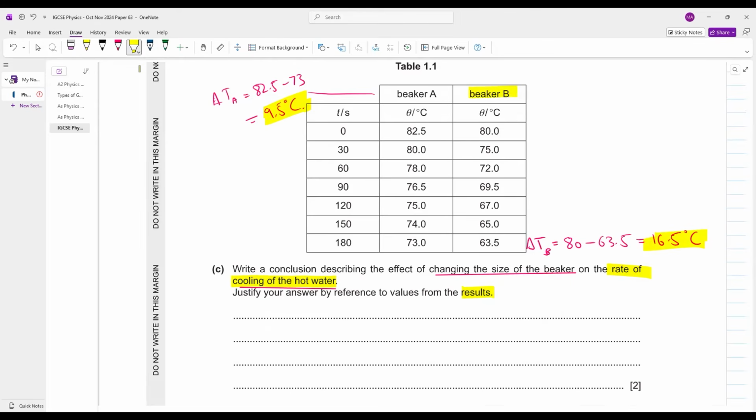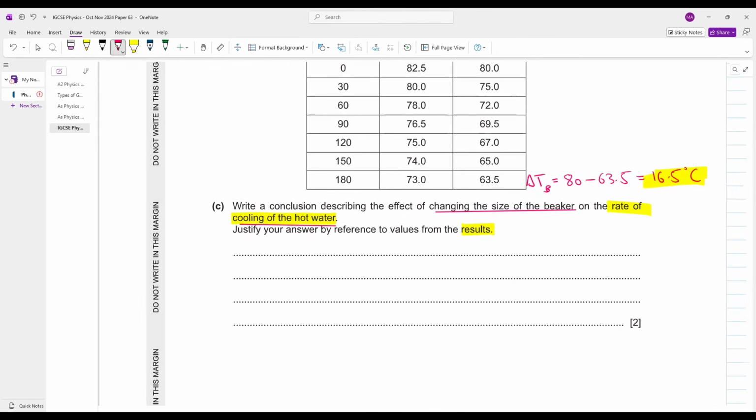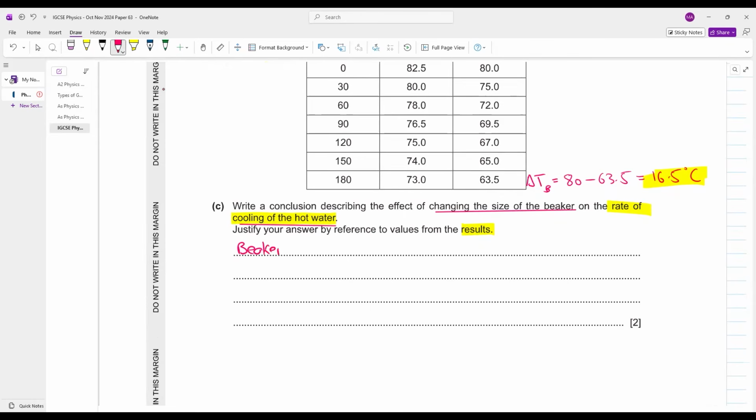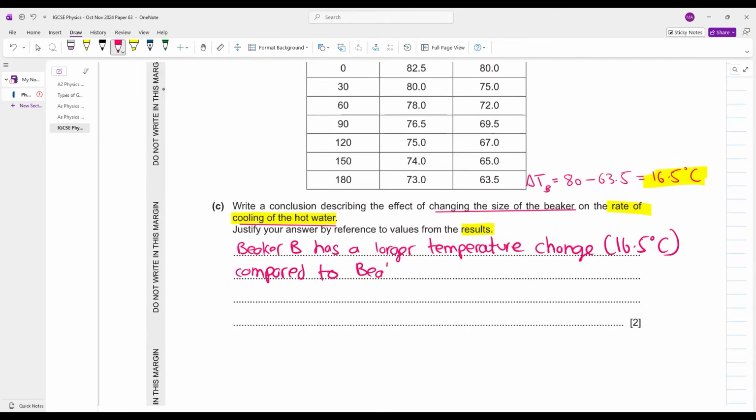Beaker B is larger, hence it has a larger temperature change compared to beaker A. Write it here. You can say beaker B has a larger temperature change that is of 16.5 degrees centigrade compared to beaker A. That is what? What is the temperature change of beaker A? 9.5 degree centigrade.